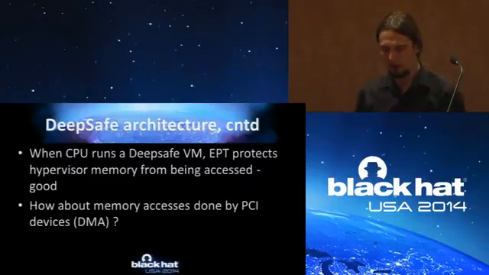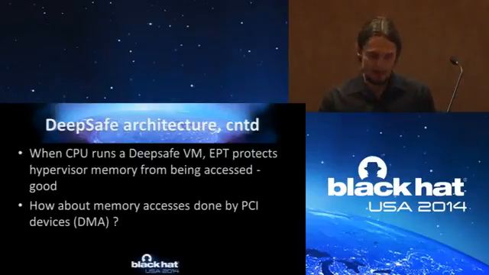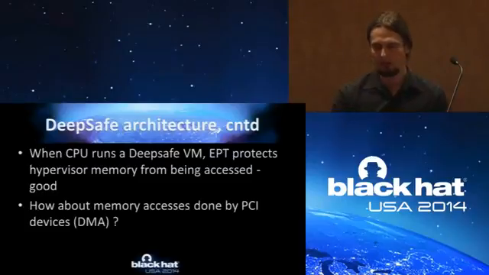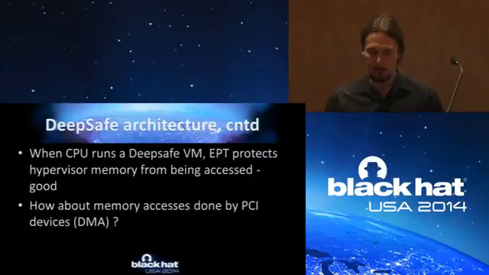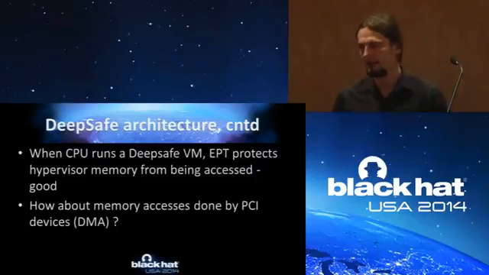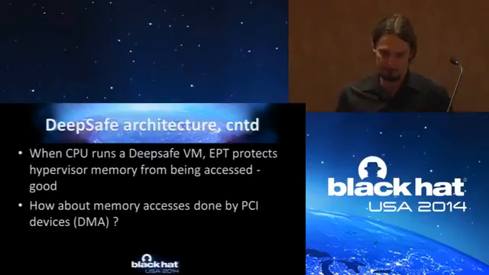In order for this to work, it's obvious that this DeepSafe hypervisor must protect itself against the VM, right? Just like any other hypervisor. So for instance, when the CPU runs the DeepSafe VM, which is the operating system, there is extended page table protection in place. So DeepSafe configures EPT in a way that the CPU, when running in a VM mode, cannot access the body of the hypervisor. That's good. That's how it's supposed to work.